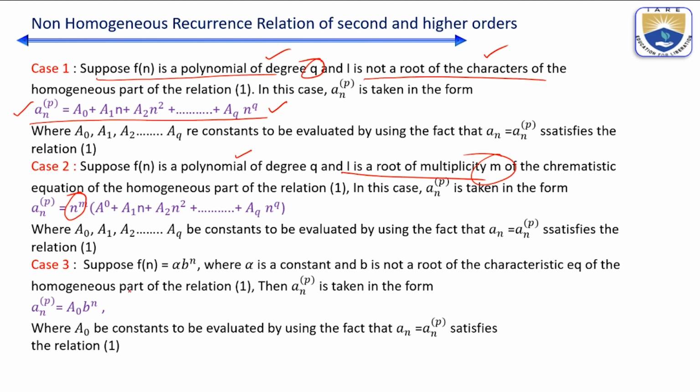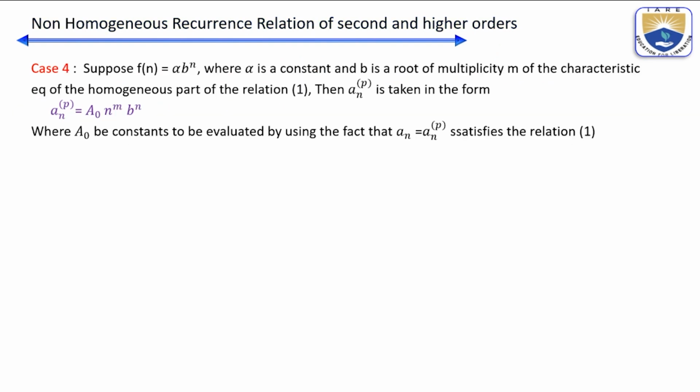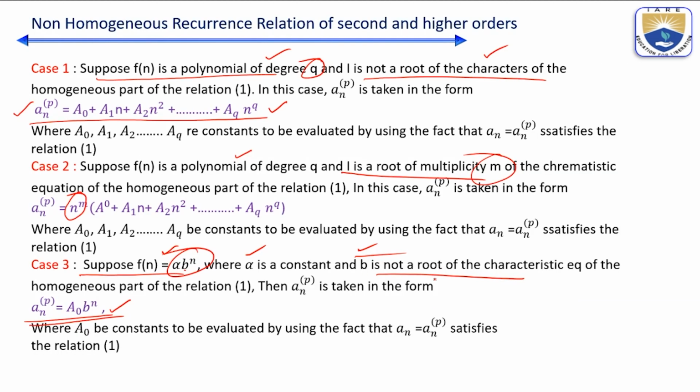Now the third case is when f of n is not a polynomial but of the form alpha b to the power of n, where alpha is a constant and b is not a root of the auxiliary equation. Then the particular integral is this, when b is not a root of the auxiliary equation.